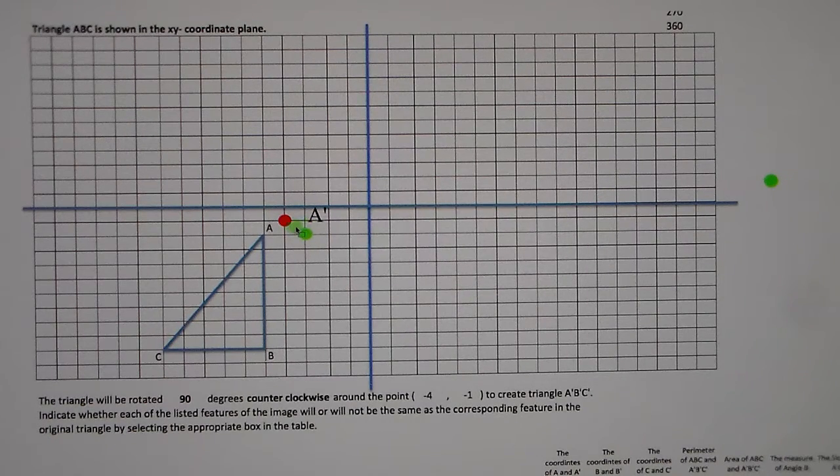Now B is located 1, 2, 3, 4, 5, 6, 7, 8, 9 south. So that means we got to go 9 east. 1, 2, 3, 4, 5, 6, 7, 8, 9 east. And then it went 1 west, so we got to go 1 south. And that's our location for B prime.